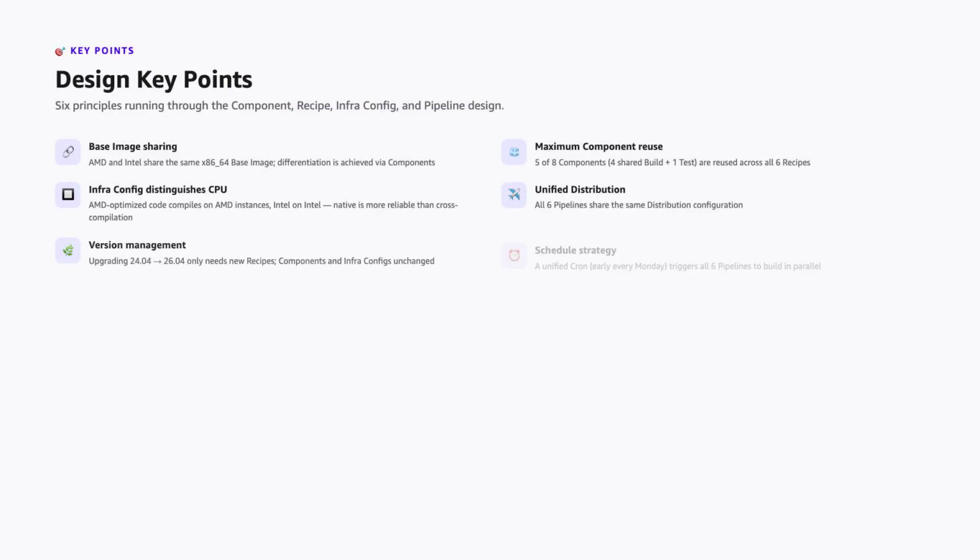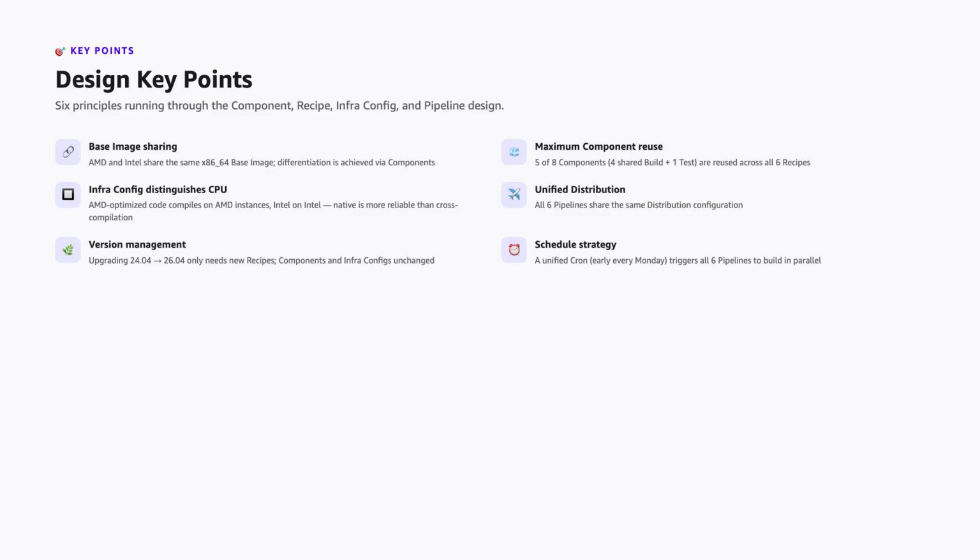Let's bring it together with the 6 principles that run through the whole design. 1. Base image sharing. AMD and Intel ride on the same x86-64 base image. Differentiation happens through components, not separate images. 2. Maximum component reuse. 5 of the 8 components, the 4 shared build steps plus the 1 test, are reused across all 6 recipes. You write them once. 3. Infrastructure distinguishes CPU. Architecture-specific code is compiled on matching native hardware, because native builds are more reliable than cross-compilation.